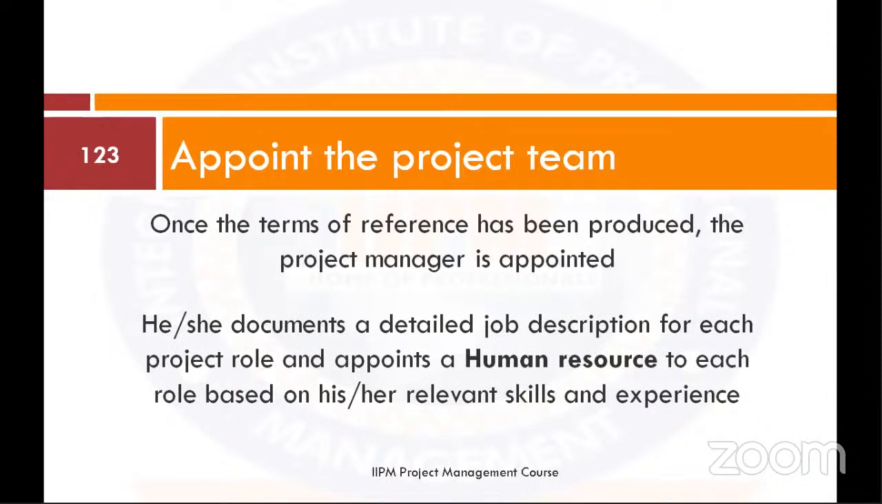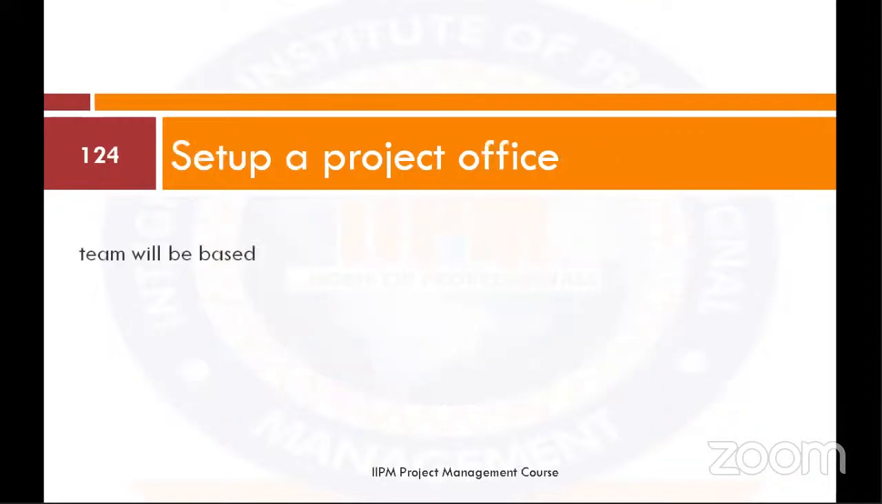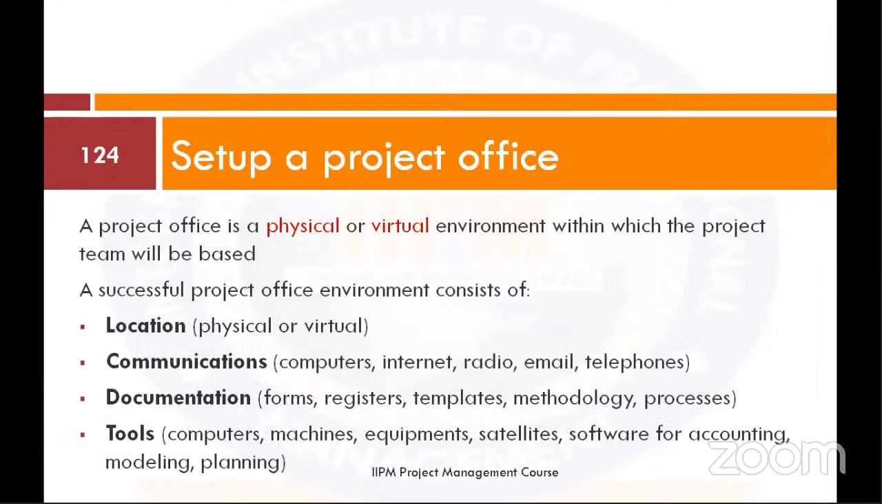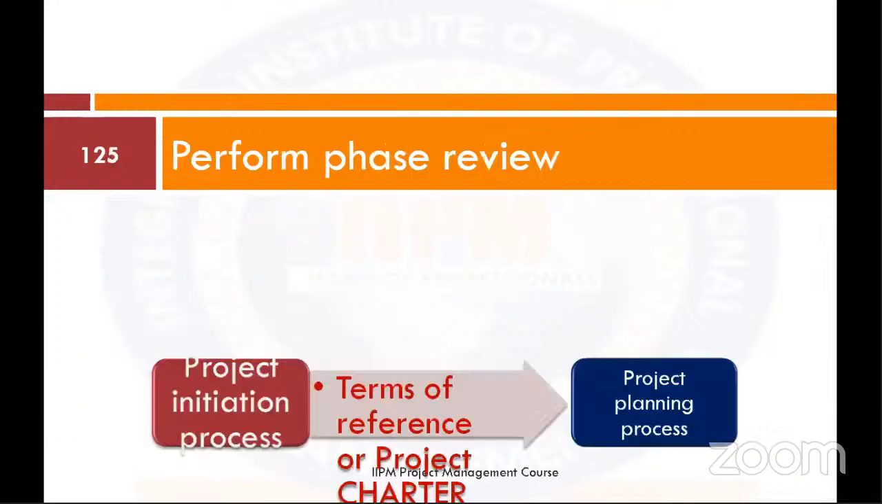So you're documenting the job description for each of the project roles and appointing the human resource to each role based on his or her relevant skills and experience. Then setting up a project management office. You are going to tell us where your project management office will take place. Is it going to be a physical or virtual office? How will communications be done? Documentations, and all of those tools needed. Need to establish those things.